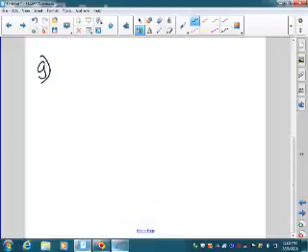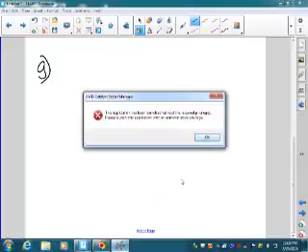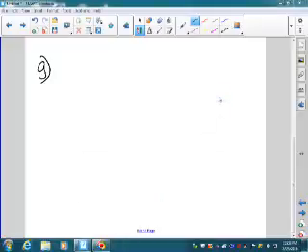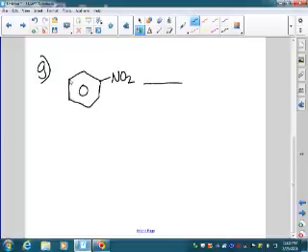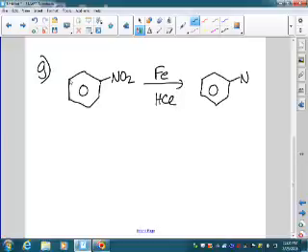G. Nitrobenzene and Fe, HCl. That turns a nitro into an amino group.